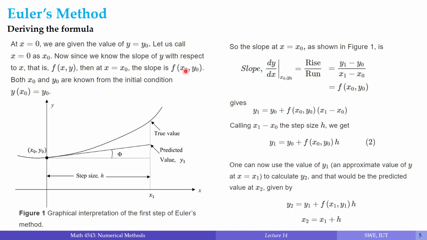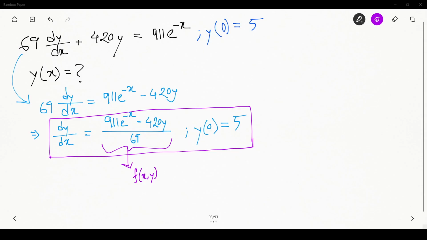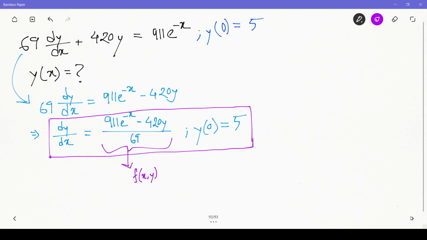Given this information, our goal is to find the value of y at other discrete points. By other discrete points we mean points some steps ahead of our initial point, and the magnitude of that step is determined by us. When we decide on the step size, it is denoted using h. So let's see the main gist behind Euler's method. Let's go back to our memo paper and go to the next page.